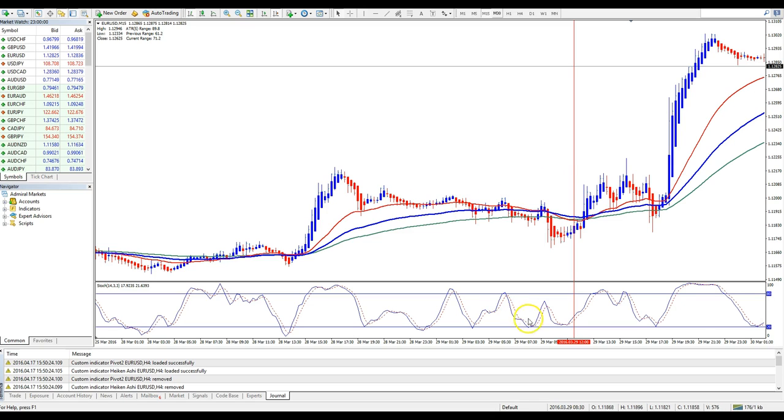Here you can see stochastic has already crossed from this part here. It's almost touching 20. So we might assume that we can take a long trade. When this candle closed here, this is our long entry.